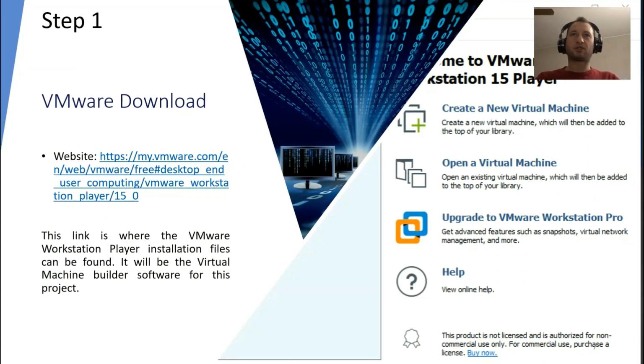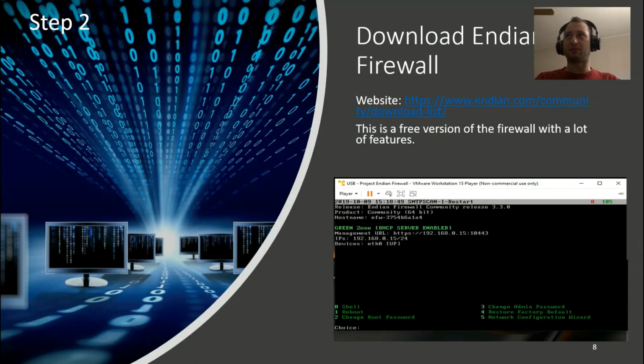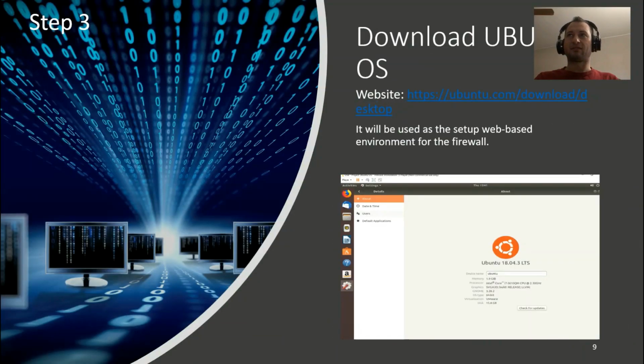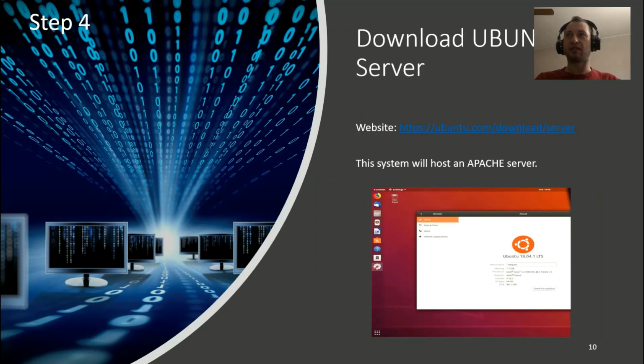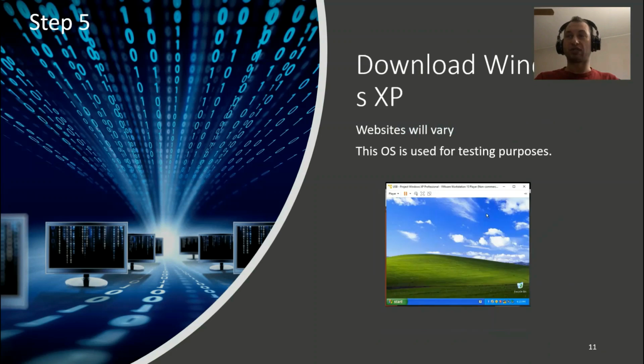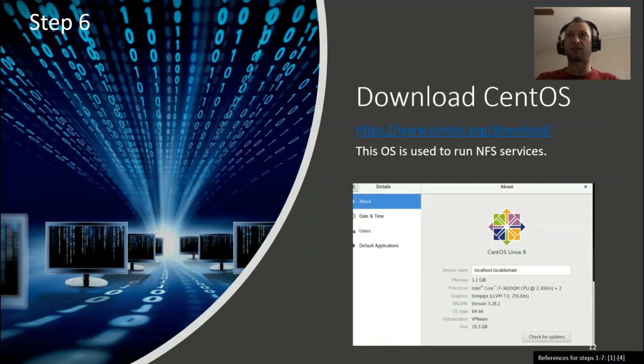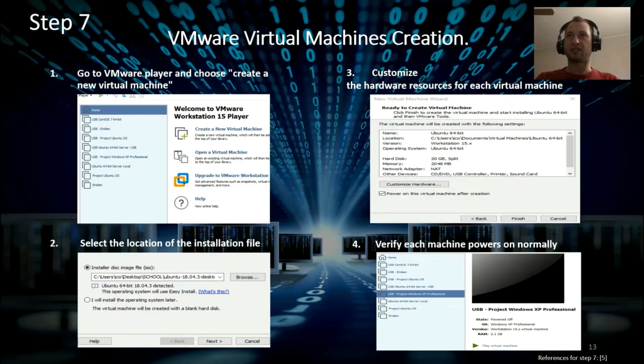The steps to do that are, first, to download the needed software. I started with the VMware download. Here is the link. The next step is Endian. Then we're downloading the Ubuntu OS. We're going to use that to connect to the Endian Firewall and manage it from there. Now we're downloading the Ubuntu Server software package. Windows XP: I chose Windows XP because it's free, since it's not supported anymore, but it's good for testing of the virtual environment. And CentOS, I'm going to use this for network file sharing.